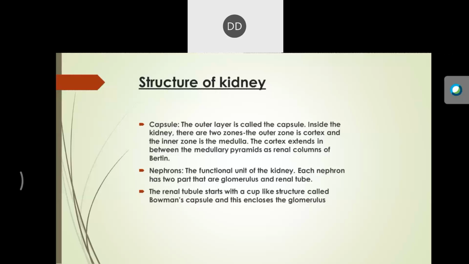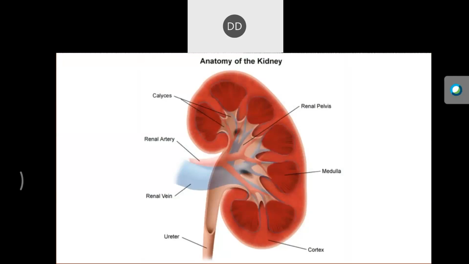Nephrons are the functional unit of the kidney. Each nephron has two parts, the glomerulus and the renal tubule. The renal tubule starts with a cup-like structure called Bowman's capsule, and this encloses the glomerulus. Kidney structure.